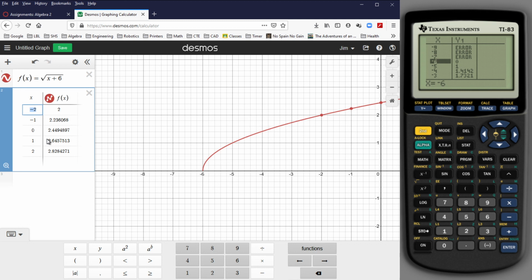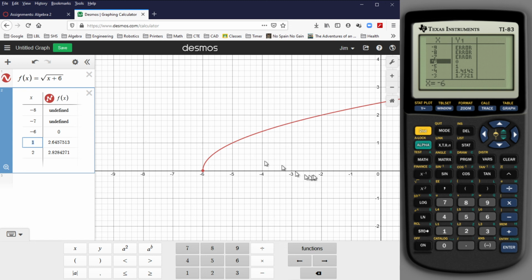So if I wanted to see at -8, it tells me that that's undefined. At -7, I can also see that it's undefined. At -6, I can see that it's 0. Okay, and it tells me that on the graph as well. I can see that that ends right there at -6. So there's two ways of doing that. The answer is the same either way, but just two different ways of using that technology.